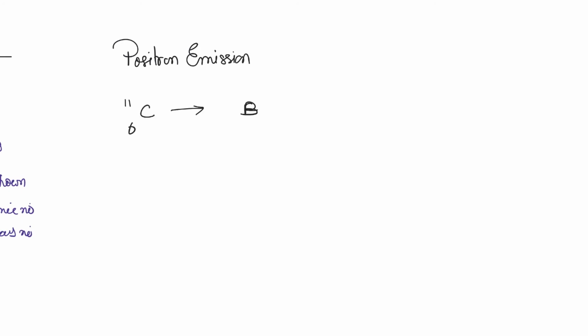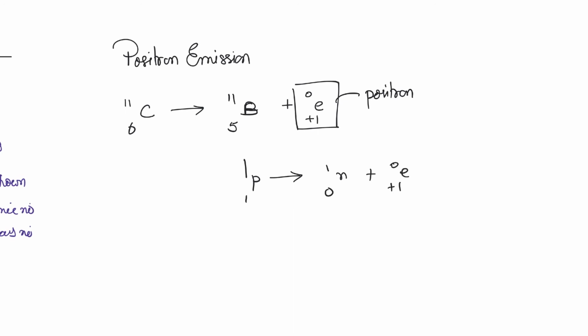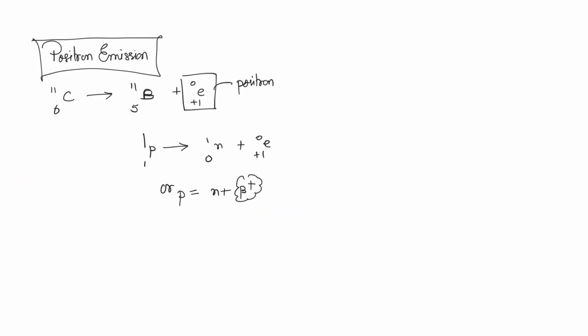Now a positron is just the opposite of an electron. It will have no mass but a positive charge. So carbon decays to boron, and as you can see, the only change is in positive charge, right? How this happens is that a proton decays into a neutron and a positive electron, or positron.